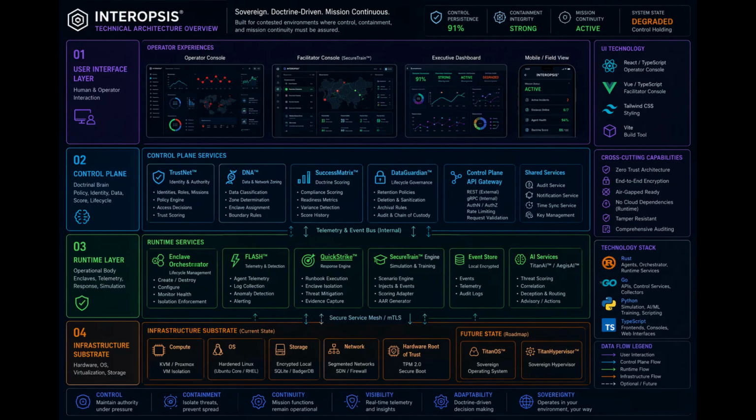Technically, InterOpsis is organized into 4 strata. At the top is the user interface layer, including the operator console and the facilitator console. Beneath that sits the control plane, composed of TrustNet, DNA, Success Matrix, and Data Guardian. Under the control plane is the runtime layer, where the enclave orchestrator, Flash, QuickStrike, and SecureTrain operate. Beneath that runtime layer is the infrastructure substrate. Initially hardened Linux with KVM or Proxmox, local encrypted storage, and trusted hardware boundaries. This layered structure comes directly from the internal system architecture and implementation mapping.